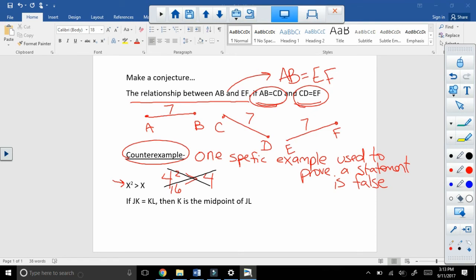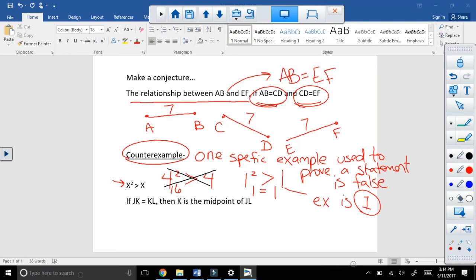So a counterexample of this might be something like 1. If I have 1 squared, is that greater than 1? And the answer would be no, because that would be exactly equal to 1. So a counterexample could just be, the example is the number 1. And you really just need to come up with one example of that to prove that it's a false statement.